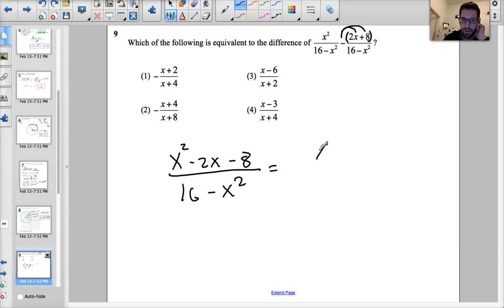I'll go ahead and factor them both now at once. So I'm looking for numbers that add to negative 2 and multiply to negative 8.